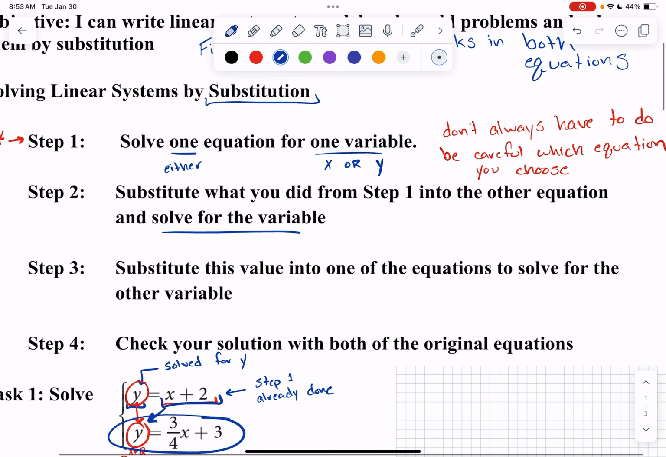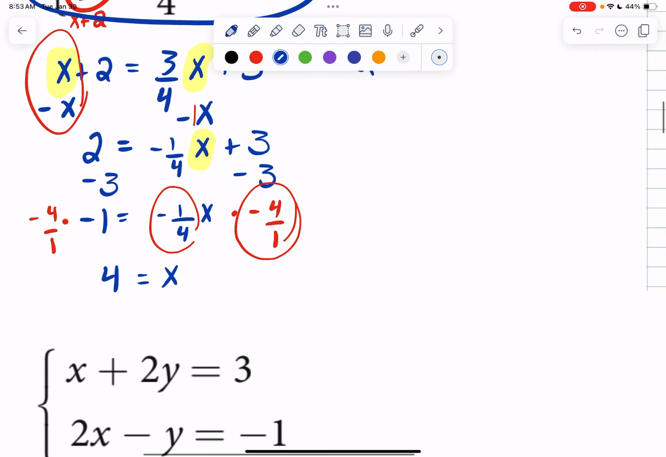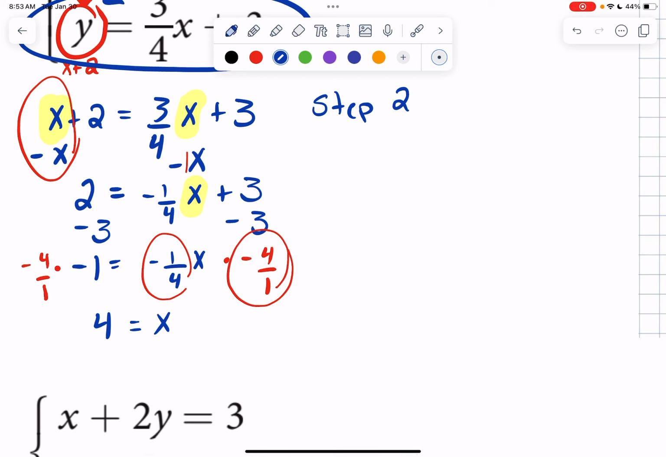Substitute what you did from step 1 into the other equation, solve for the variable. Now step 3, substitute this value into one of the equations to solve for the other variable. Because I need both the x and the y. I need an ordered pair. I only have the 4. I still need to figure out what y is.